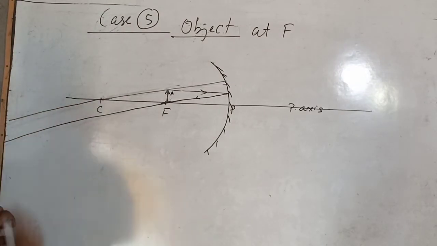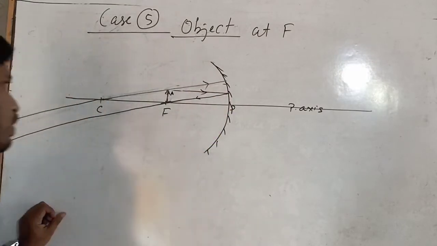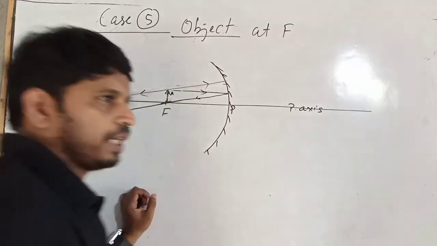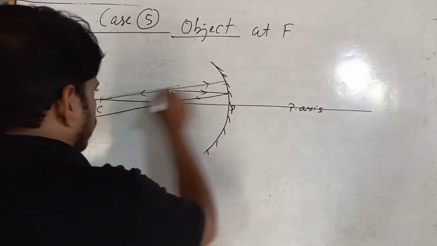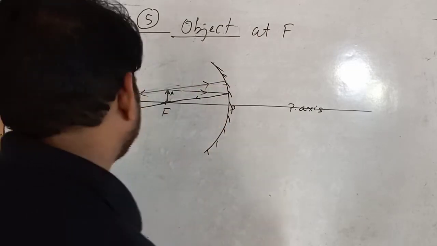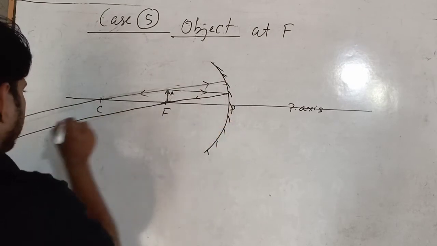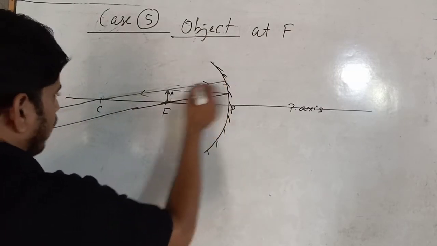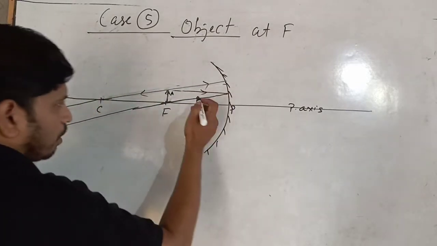Here you can see, when the light is coming through C, it will retrace back through C. In the previous video we have seen this, so you can understand very easily. If you have not seen it, watch it. So when a ray is coming through C, it will retrace the path along the same line. So here you can see the incident ray and reflected ray are the same when it passes through the center of curvature.